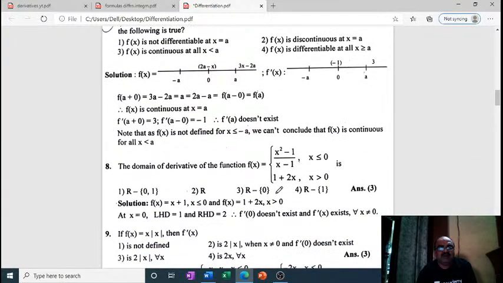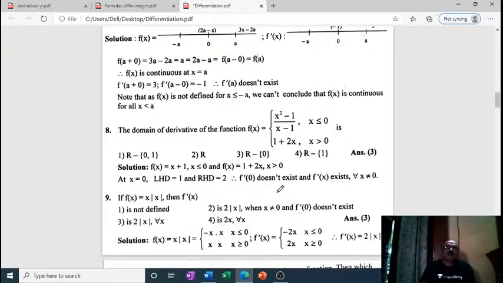Let me go ahead with one more. The domain of the derivative of function f of x equals x square minus 1 by x minus 1, where x is less than or equal to 0, and 1 plus 2x, where x is greater than 0, is. Let's see how it can be handled. F of x is, if I take x plus 1, where x is less than or equal to 0. Why is it x plus 1? Please see there.